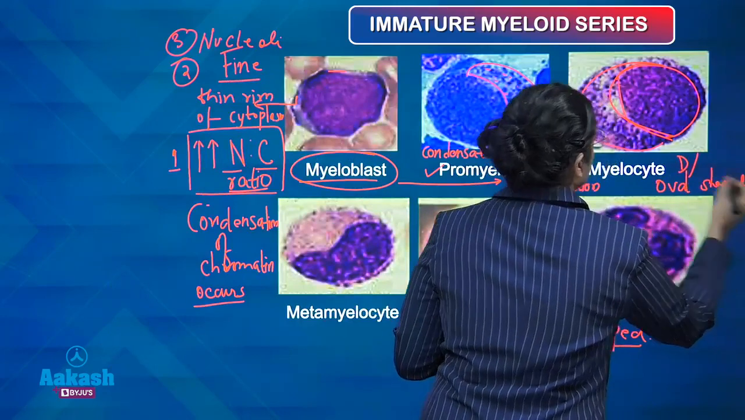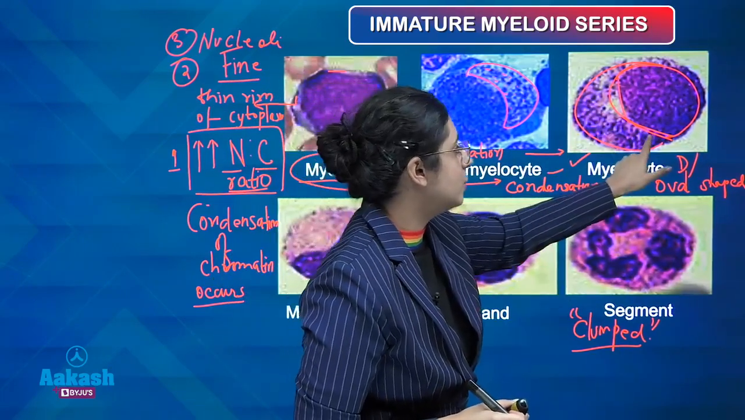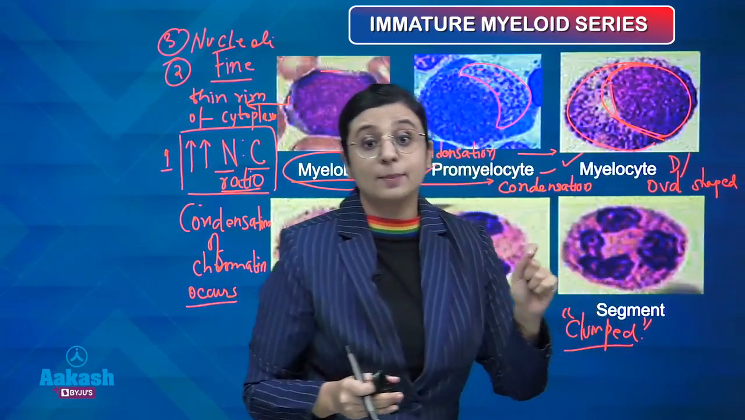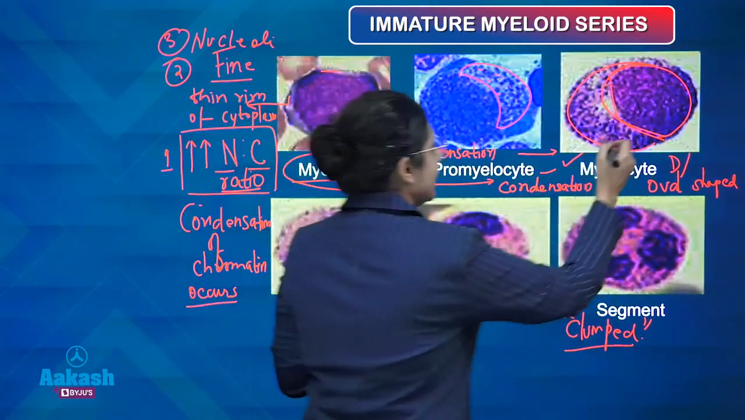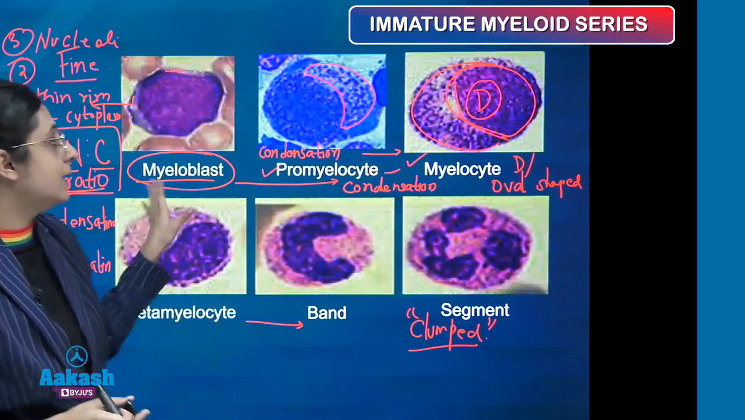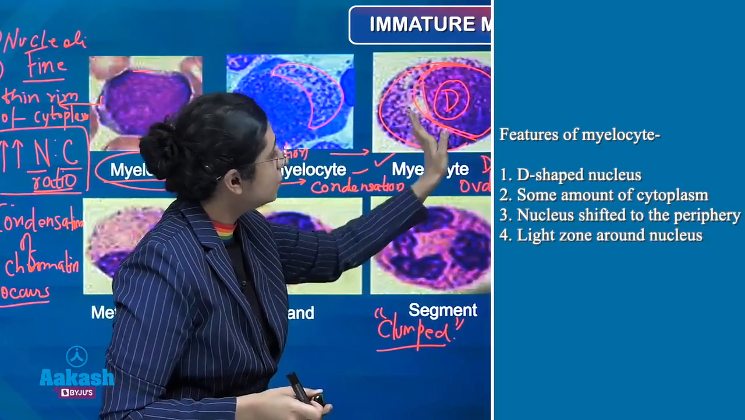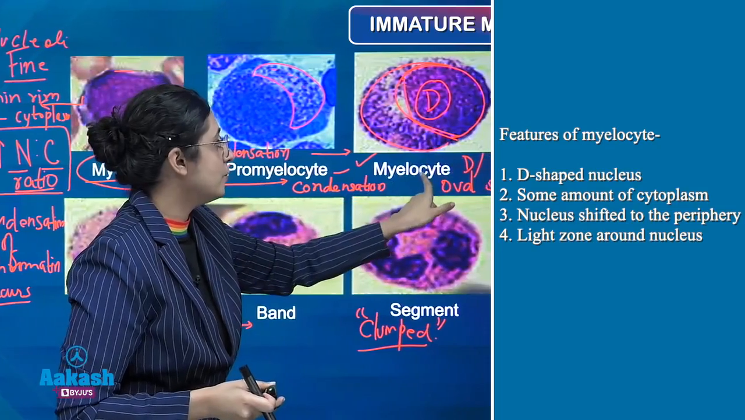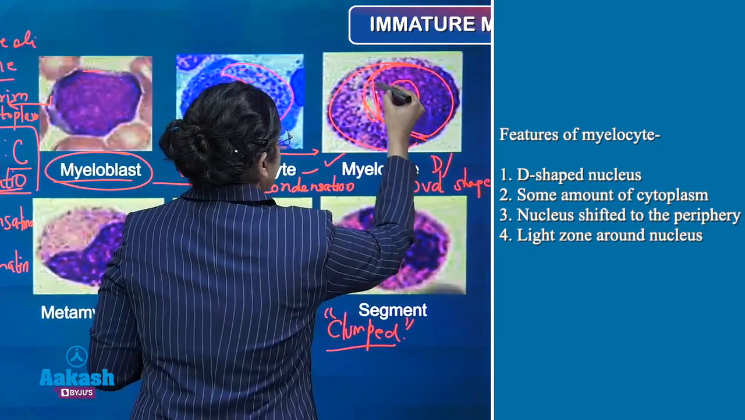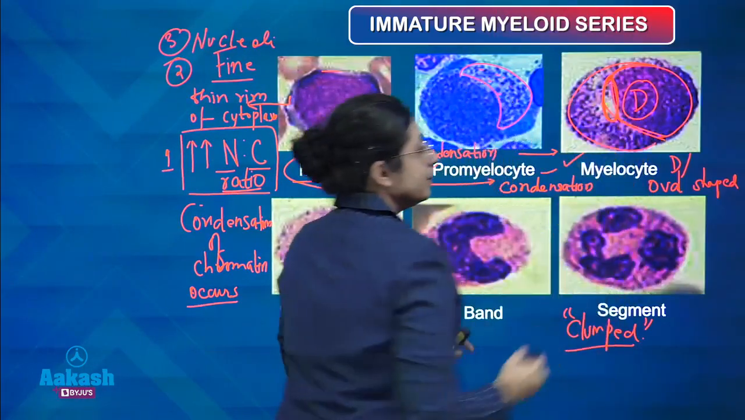So if you see a cell which is an immature myeloid precursor with some amount of cytoplasm and a D-shaped nucleus, you can identify the cell as a myelocyte. This is one thing that will help you identify the cells in a hurry during your exam. So a D-shaped nucleus with some amount of cytoplasm and the nucleus somewhat shifted to the periphery is a feature of myelocyte. You can also see somewhat a light zone around the nucleus in case of a myelocyte.